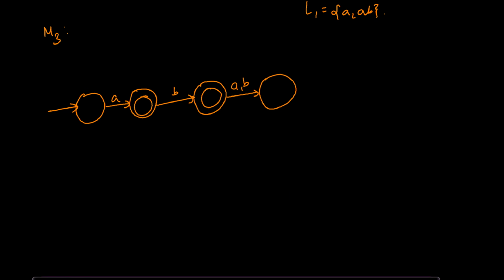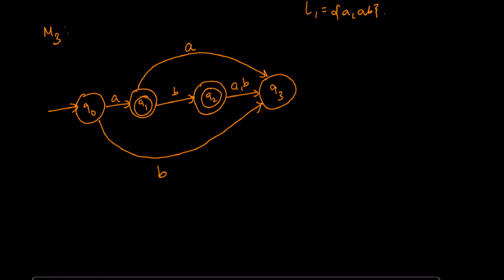See, if it starts with B, it goes here, and if it starts with A, it goes here. So this is Q0, Q1, Q2, Q3. I'm not making it a dead state. Instead, from Q3 on seeing A, I'm going to Q4, and at Q4 when you see B, you go back to Q3.